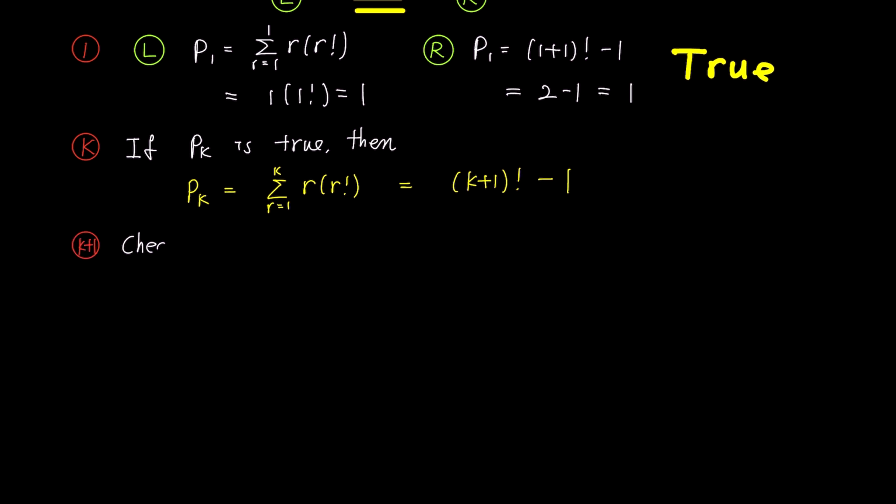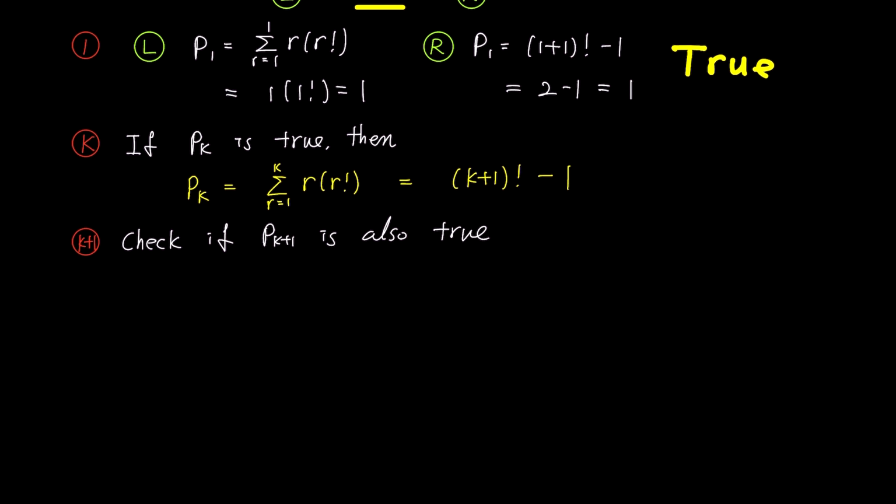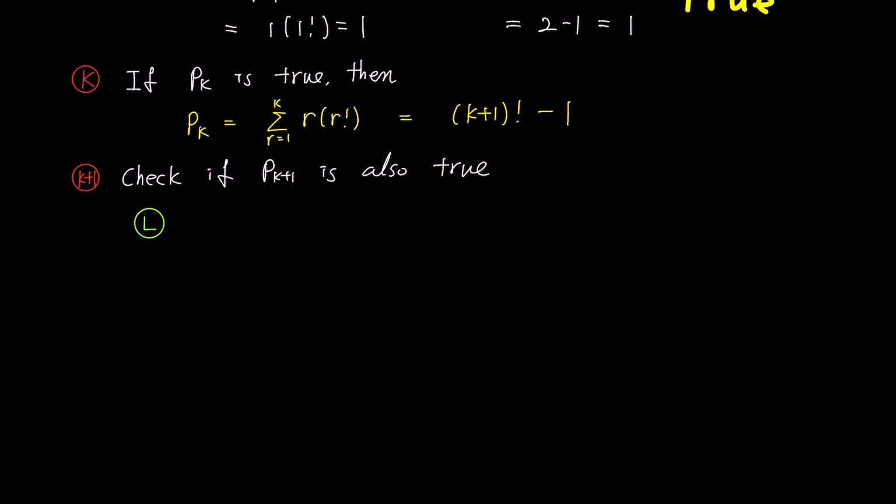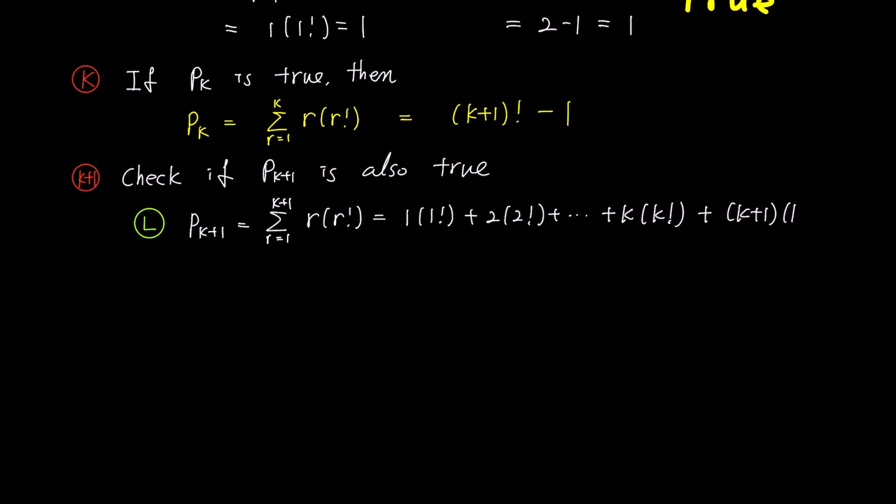Just as we did when verifying if P1 is true, let's calculate the left and right side separately to see if they are equal. First, the left side P sub k plus 1 is the sum of r times r factorial as r goes from 1 to k plus 1, which starts with 1 times 1 factorial plus 2 times 2 factorial, and continues to k times k factorial plus k plus 1 times k plus 1 factorial.